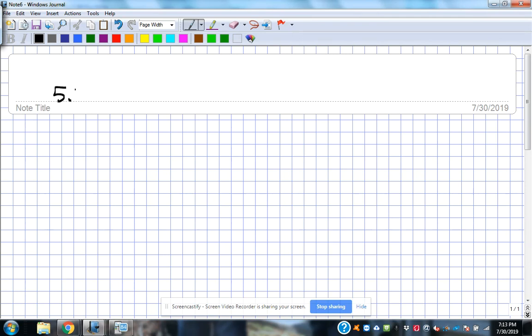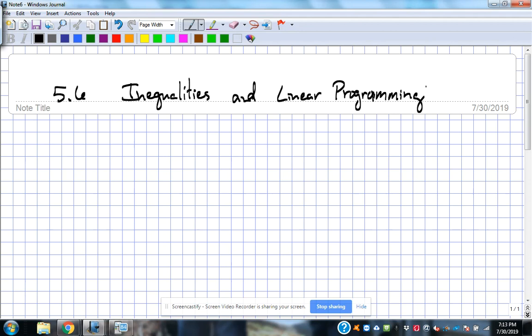Okay. Now, we're going to take a system of inequalities, that is. And linear programming. The linear programming is going to be the easier part here, so don't fret. It's going to be okay. All right, so inequalities and linear programming.